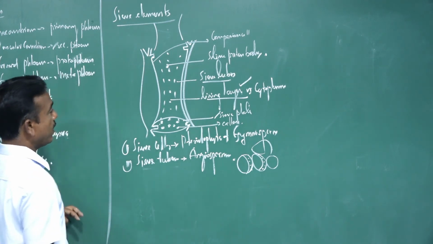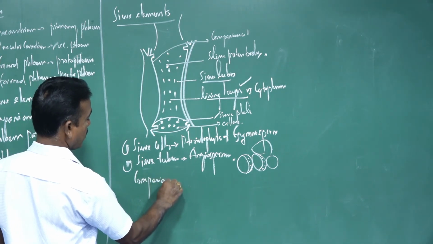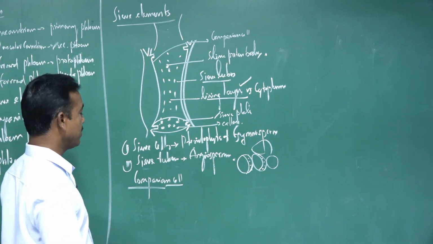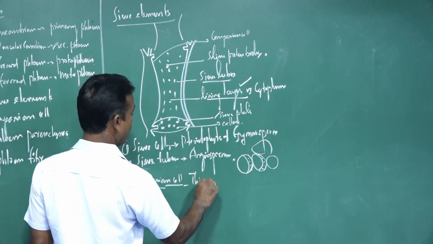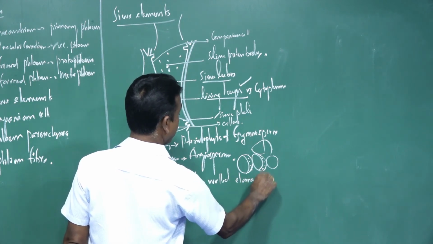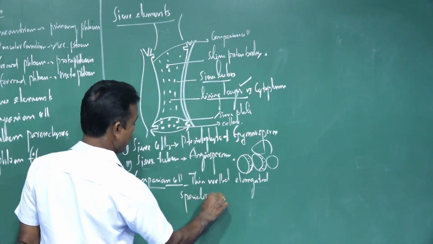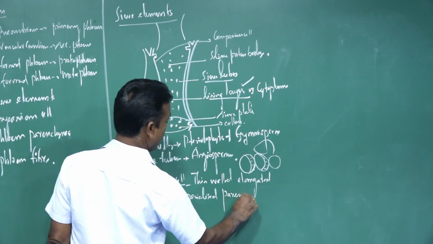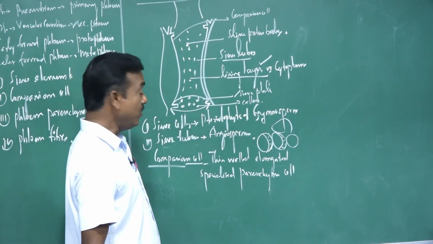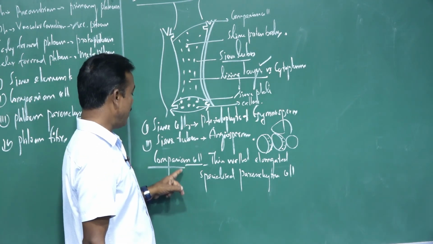Now let's go to the next element, commonly called the companion cell. What is a companion cell? It is a thin walled, elongated, specialized parenchyma cell. So a thin walled, elongated, specialized parenchyma cell is commonly called a companion cell.